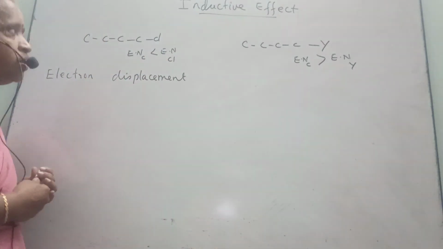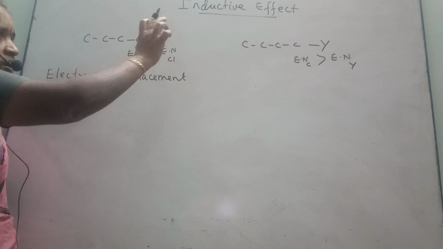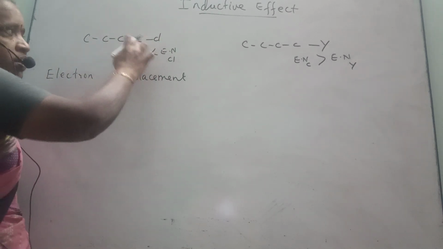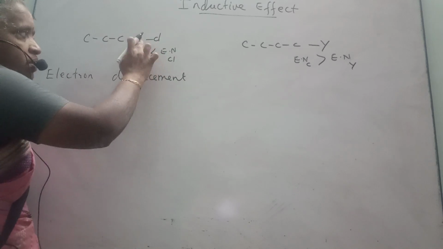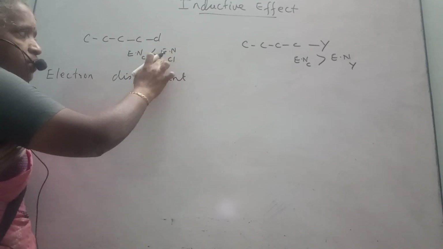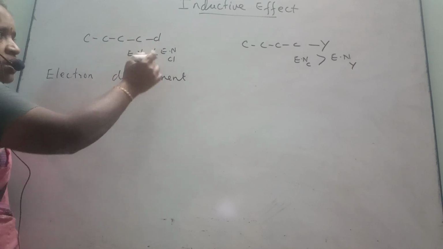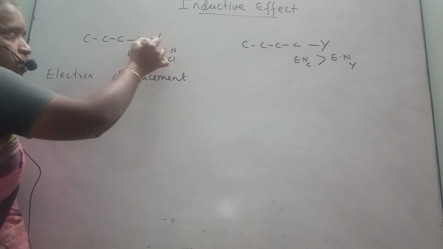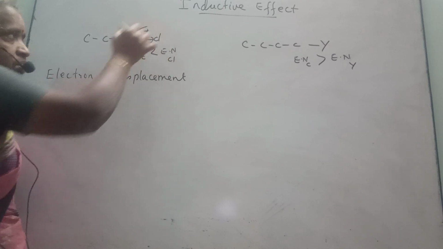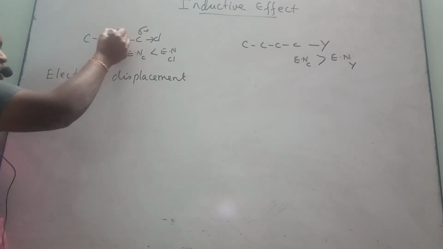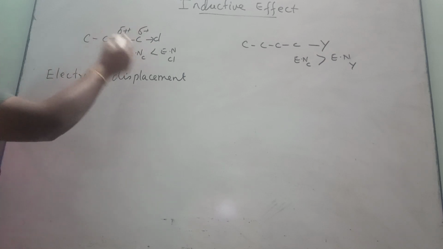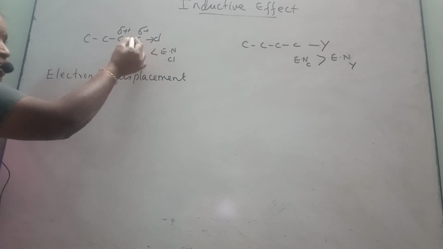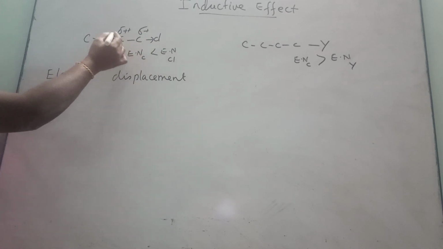If you take the inductive effect, you have a carbon chain with chlorine on carbon number 4. The important point is that the electronegativity of carbon is less than the electronegativity of chlorine. Because of the higher electronegativity, the electron is more attracted towards chlorine. So on this carbon atom, there is a formation of one positive charge. Here is another positive charge, and the electron is drawn more towards that. So this carbon again has a positive charge.